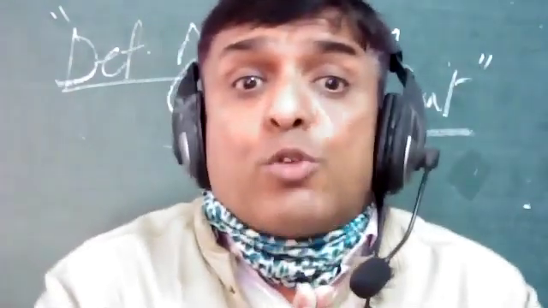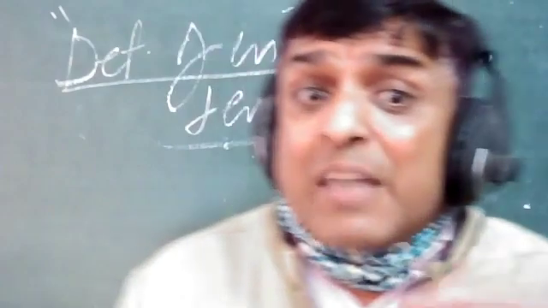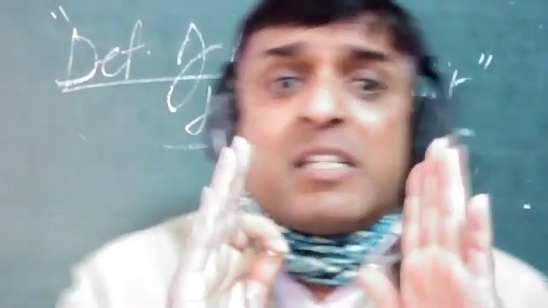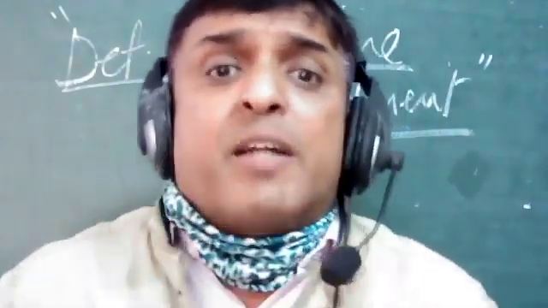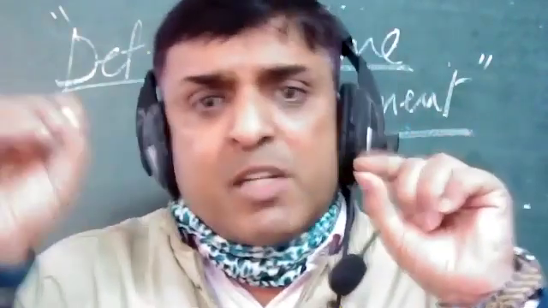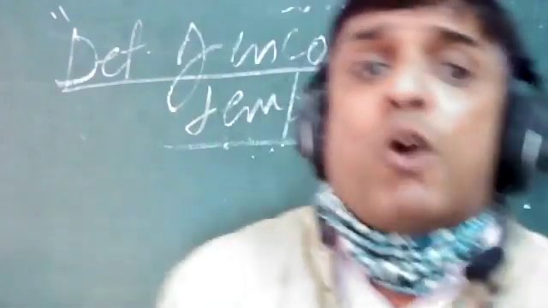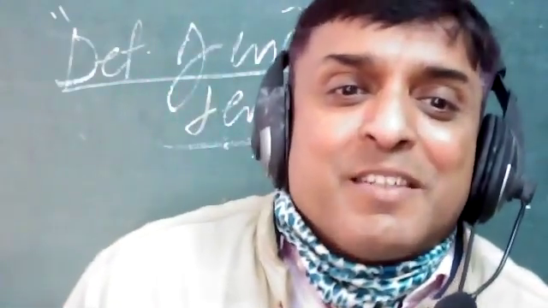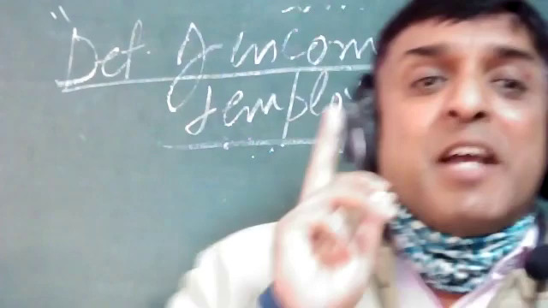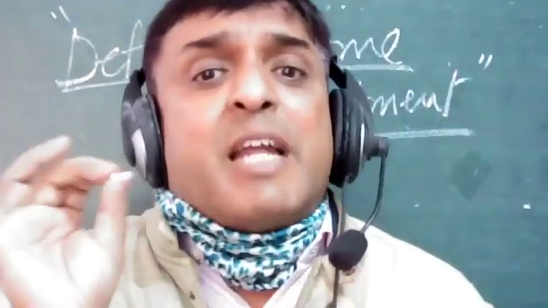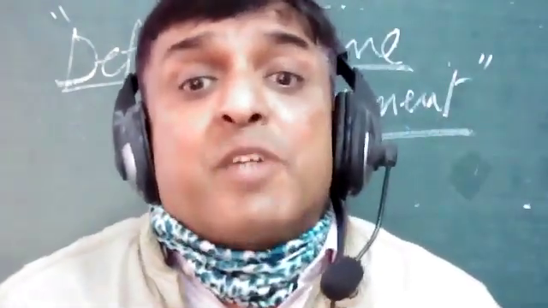I hope this is clear to you now. As the income rises, consumption also rises. It means there is a relationship between income and consumption. Income is this, consumption is this. So this relationship is called the consumption function. The functional relationship between income and consumption expenditure is called the consumption function.